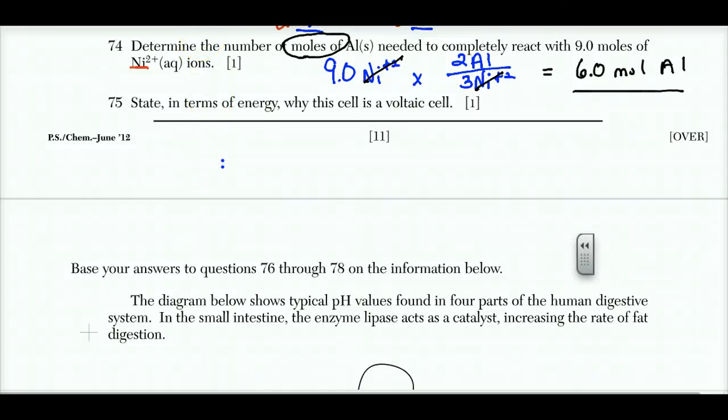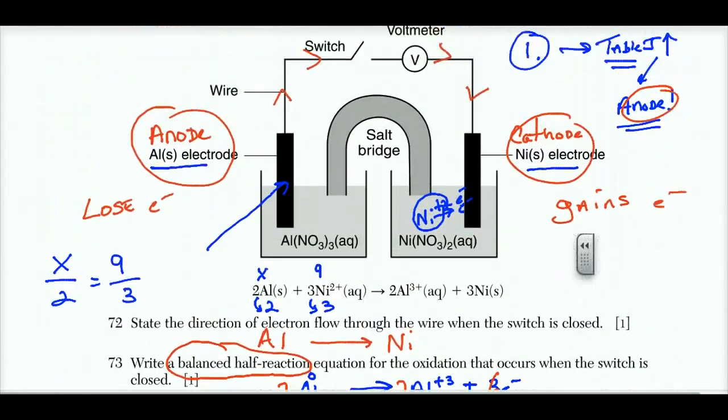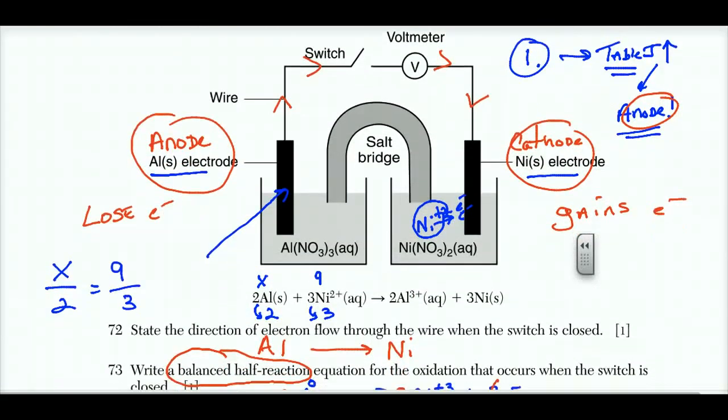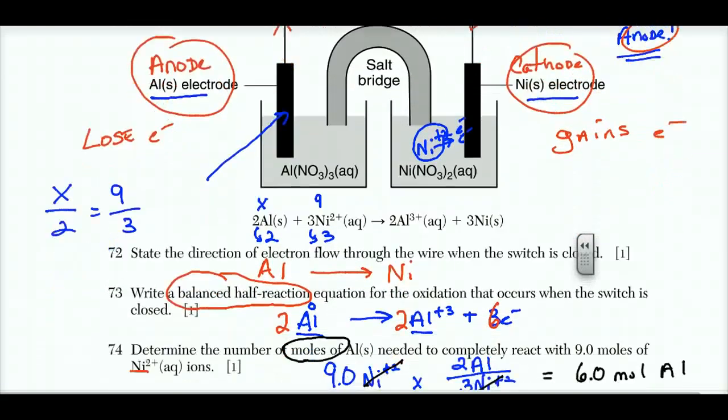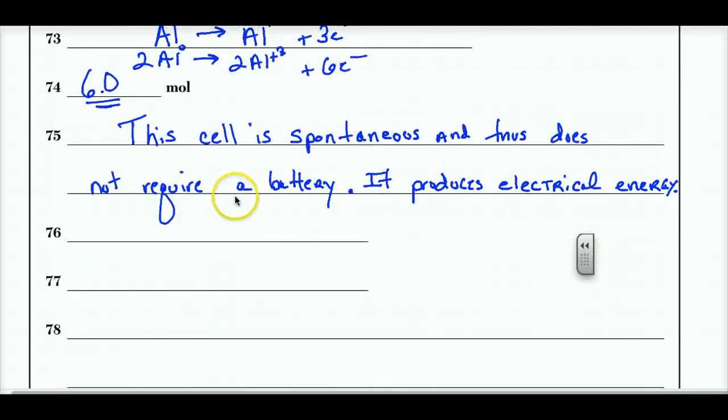Here we go. State in terms of energy why this cell is a voltaic cell. Okay, well, voltaic cell, as Alessandro Volta and Luigi Galvani came together with that discussion, but it's a voltaic cell because it is spontaneous. Okay, it produces energy. All of that would apply nicely to explaining why this is a voltaic cell and let's say not an electrolytic cell. So you would say that this cell is spontaneous and thus does not require a battery.